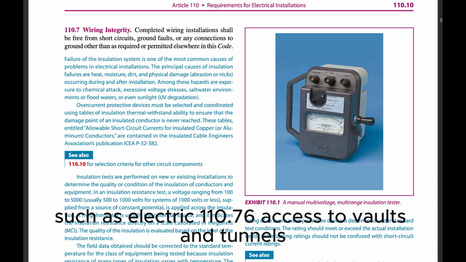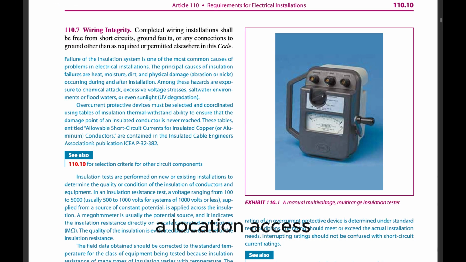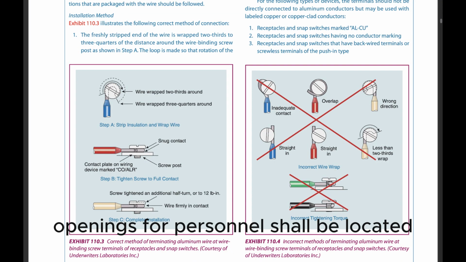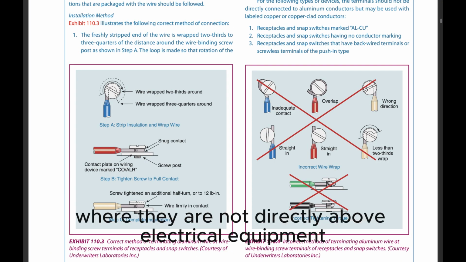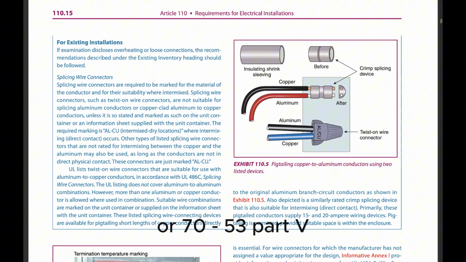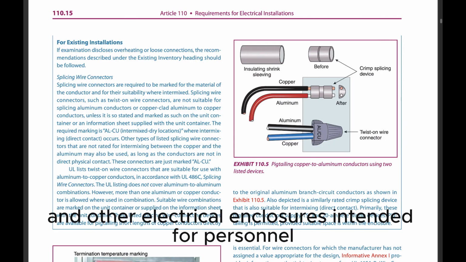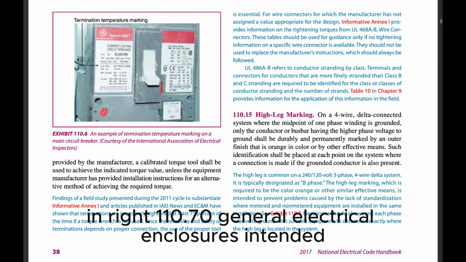110.76 Access to vaults and tunnels. A. Location. Access openings for personnel shall be located where they are not directly above electrical equipment. Part V. Manholes and other electrical enclosures intended for personnel entry.